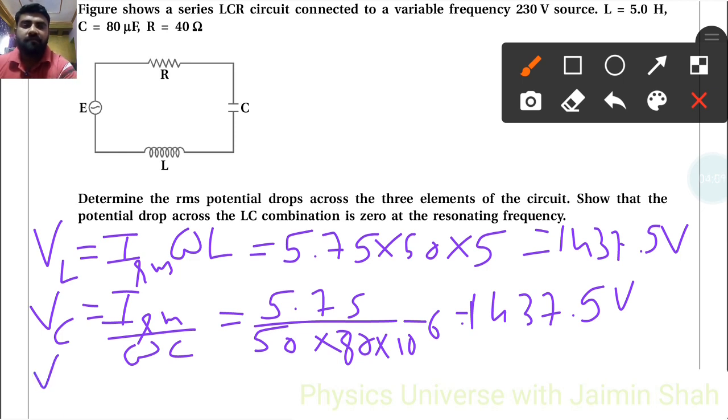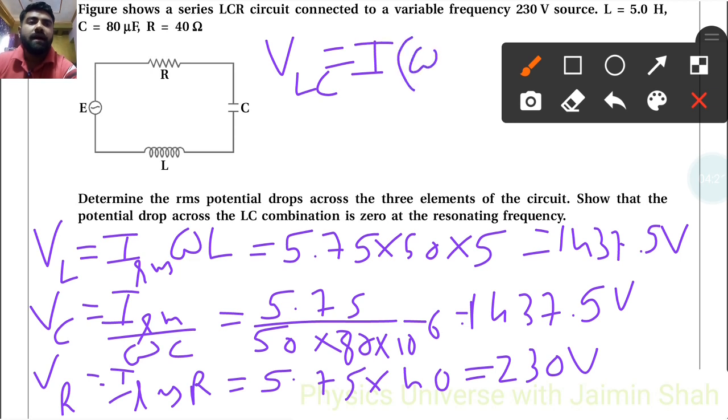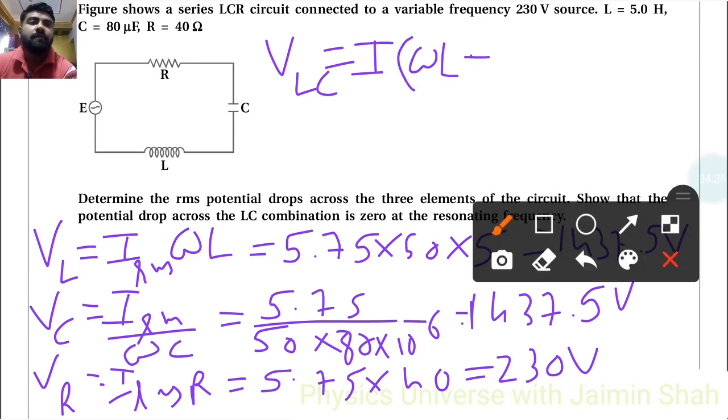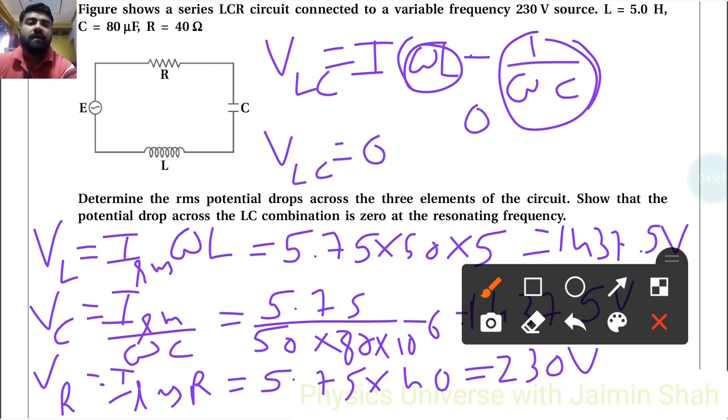And VR is equal to IRMS into capital R, so 5.75 into 40, that will come to 230. So 230 volts across the resistance. Now the potential drop across LC is I into omega L minus 1 upon omega C, but we know that omega L is equal to 1 upon omega C. If both are the same, then this will become 0, so VLC becomes 0 at the time of resonance.